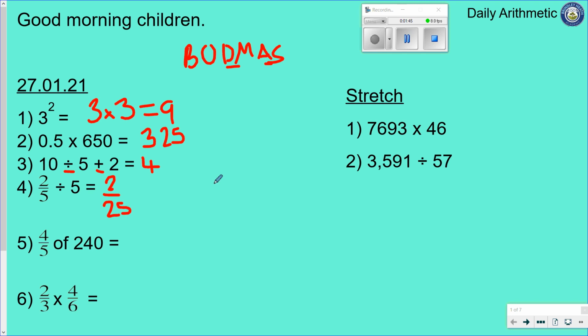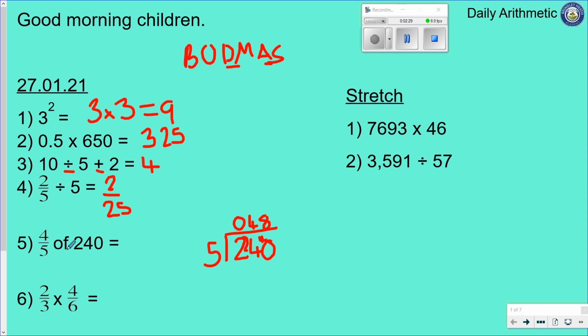Question 5. What is 4/5 of 240? Remember, to find a fraction of an amount, you divide by the denominator and then times by the numerator. So first of all, I need to do 240 divided by 5. Now, off the top of my head, I don't know what that is, so I'm going to need to do a little bus stop. So I'm going to do my 240 and I'm going to divide it by 5. How many 5s go into 2? Well, that's 0. How many 5s go into 24? That's 4, with 4 left over. How many 5s go into 40? That's 8.